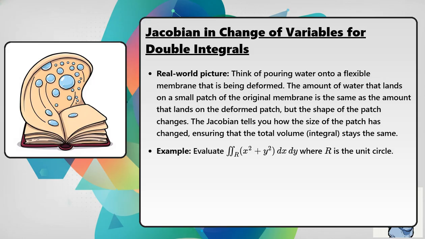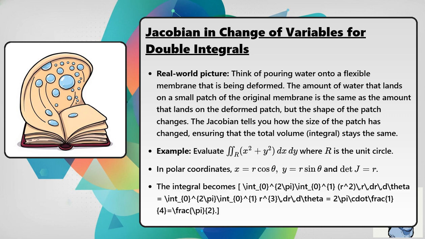Example: evaluate the double integral over R of x squared plus y squared dx dy, where R is the unit circle. In polar coordinates, x equals r cos theta, y equals r sin theta, and det J equals r. The integral becomes the integral from 0 to 2 pi of the integral from 0 to 1 of r squared times r dr d theta, equals the integral from 0 to 2 pi of the integral from 0 to 1 of r cubed dr d theta, equals 2 pi times 1/4, equals pi over 2.